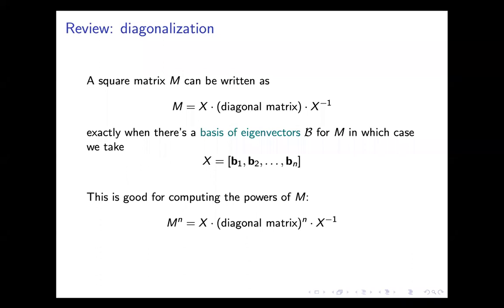This is good for computing powers of M, right? So M to the n. First you need to switch to the basis where M is diagonal, compute the nth power of the diagonal matrix there, which is just simply computing the powers of the diagonal entries, and then switch back to the original basis. Therefore M^n is equal to X times this diagonal matrix to the power n times X inverse.